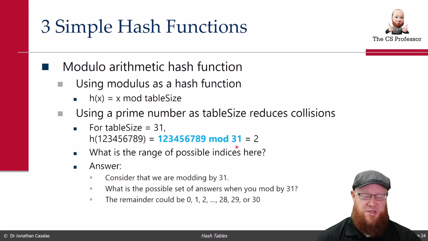Well, the remainder could be 0. It could be 1, 2, 3. It could be up to 30. You won't have a remainder of 31 because then you could have had another whole number. But the remainder will be from 0 to 30 when you mod by 31.